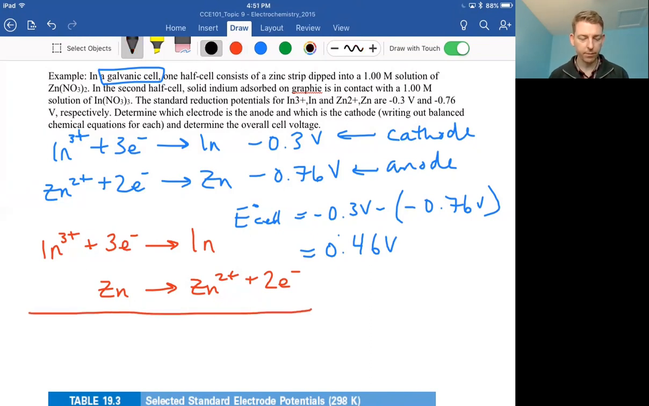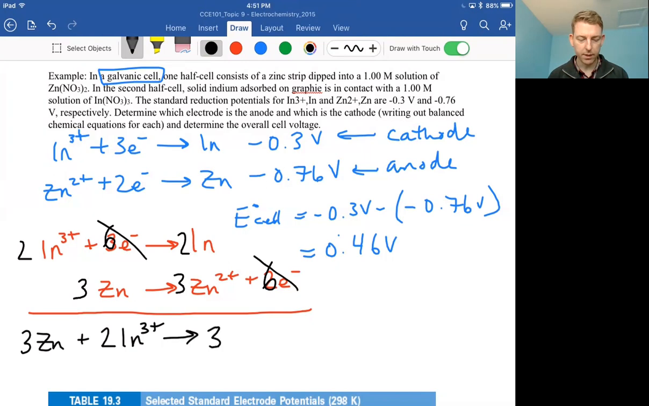We're going to do that by multiplying the top row by 2 so that we get 6 electrons. And we'll multiply the bottom row, the zinc row, by 3 so that we also get 6 electrons. And then we can cancel those out. So ending up, we have 3 zinc plus 2 indium 3 plus going to 3 zinc 2 plus and 2 indium metal.